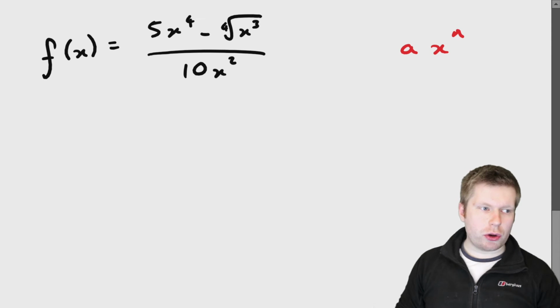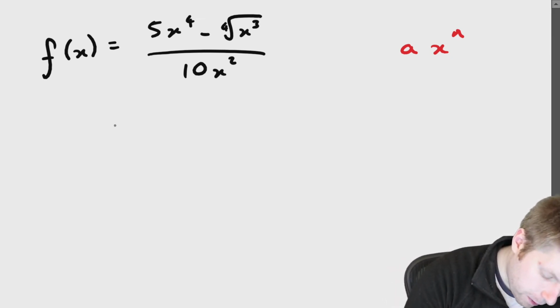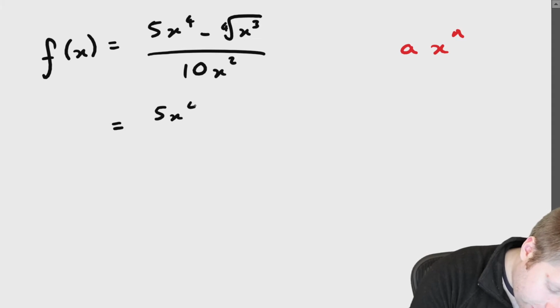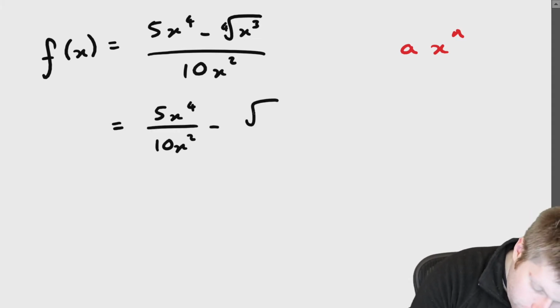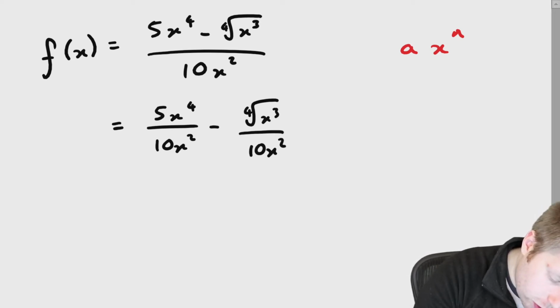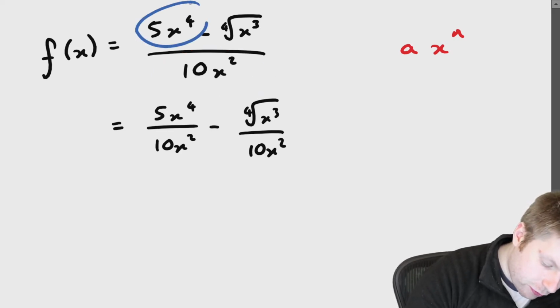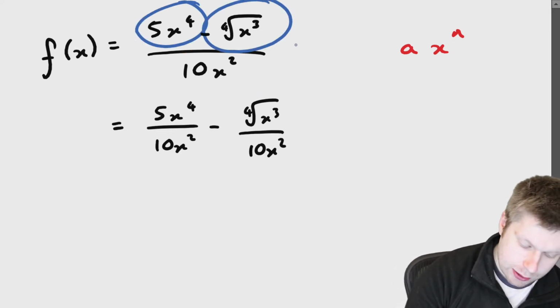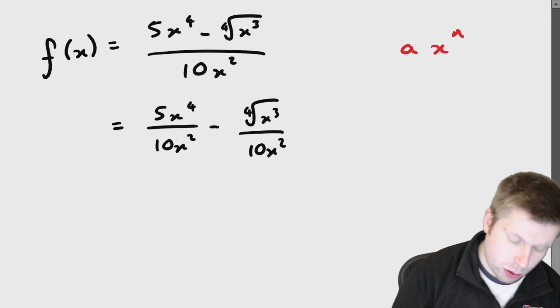So first thing I'm going to do is actually separate this into two separate fractions rather than writing it as one. So I'm going to write this as 5x to the power 4 over 10x squared minus the 4th root of x cubed over 10x squared. So you notice what I'm doing is I'm dividing both terms on the numerator, so the 5x to the power 4 and the negative 4th root of x cubed, and I'm dividing it all by 10x squared.